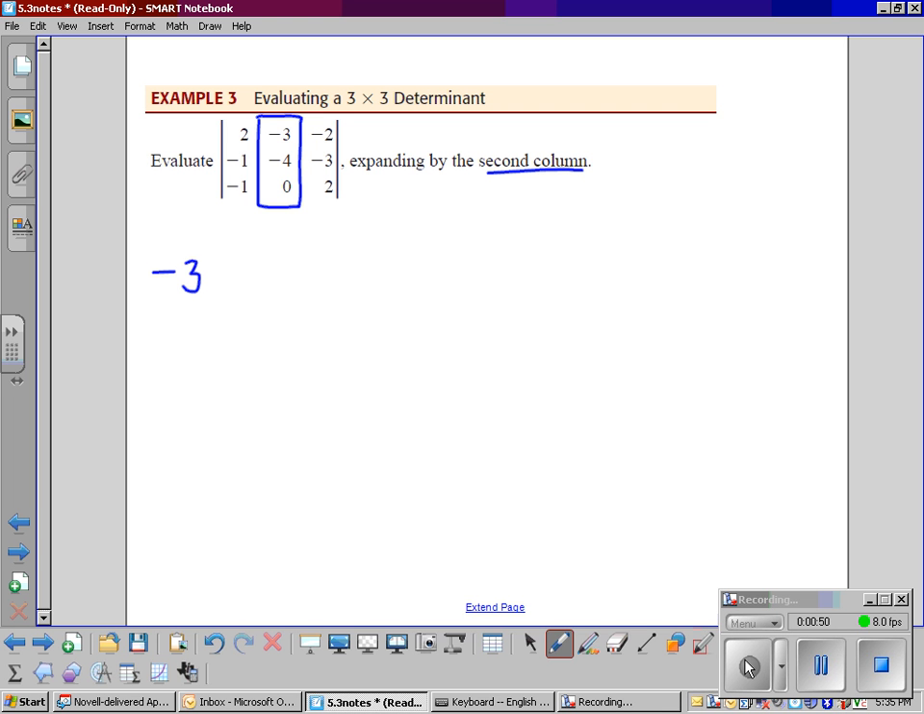I want to take each element in this column that I'm expanding around, and I want to multiply that element by its own cofactor. So -3 times its cofactor, and then I want to add all of those up. So plus -4 times its cofactor, and then plus 0 times its cofactor.